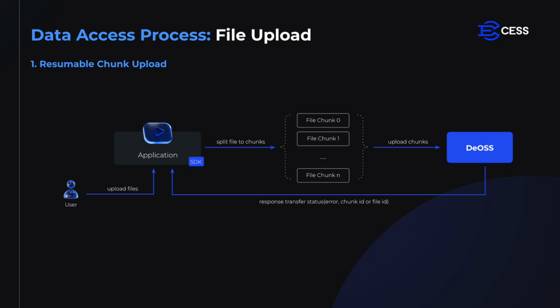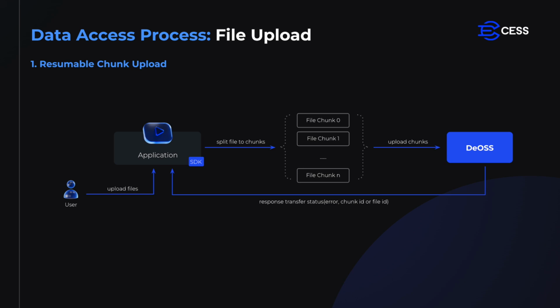Moving on to the data access process for the file upload. The file upload can be split into multiple steps, starting from resumable chunk upload. Chunked resumable upload ensures reliable file uploads even in unstable network conditions. When users upload files, the process begins by transferring the files to DeOSS, which then acts as a proxy to handle the processing and distribution.